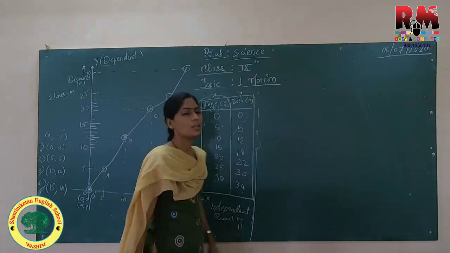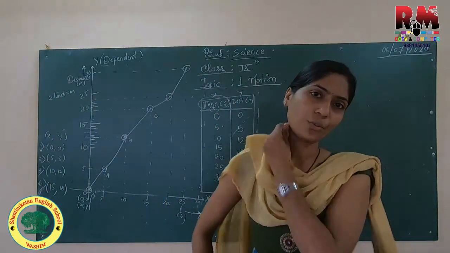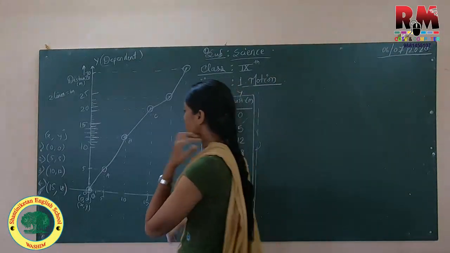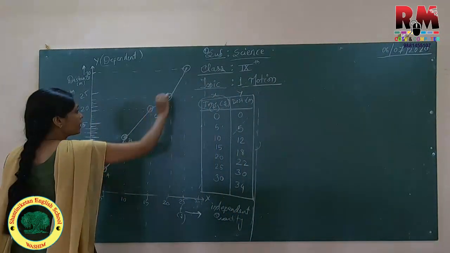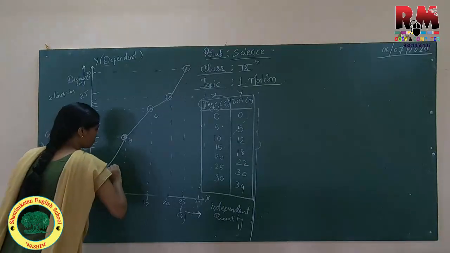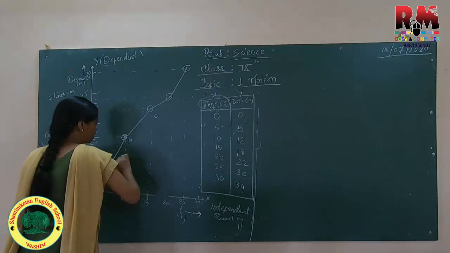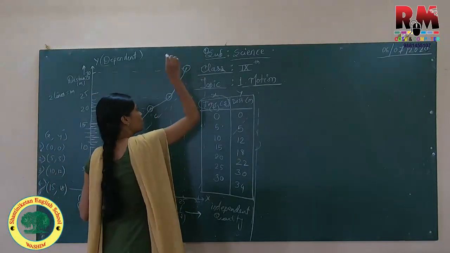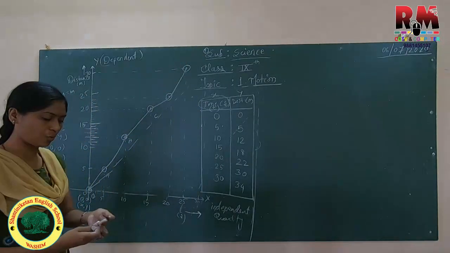Okay, children. So it's very simple. It is non-uniform motion. Why? Because you can observe the graph is not coming straight. If the graph is coming straight, that graph is called uniform motion.